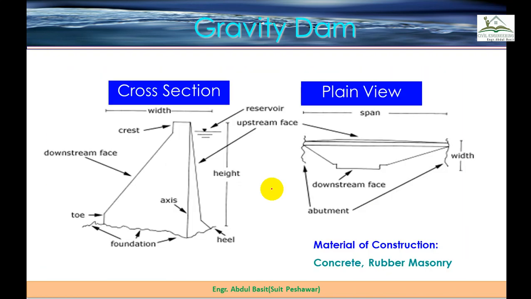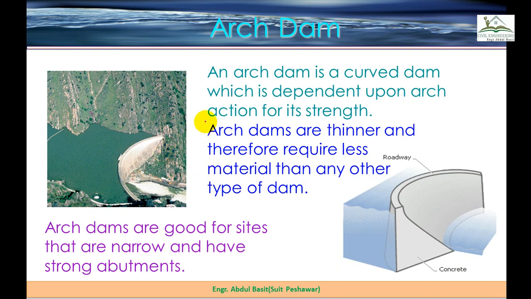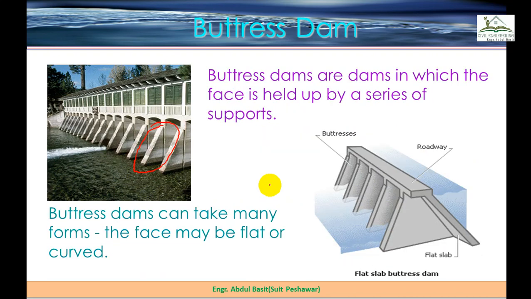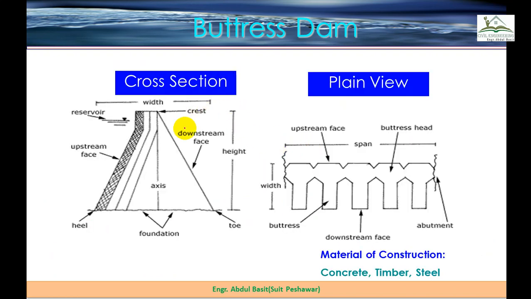So here it is. This is the gravity dam cross section, you can see it over here, and this is the arch dam. You can see this is in the form of an arch. So the stability of the dam is based on the arch structure of the dam. And then we have these buttress dams. Again, this is a buttress dam, and these are the buttress walls.